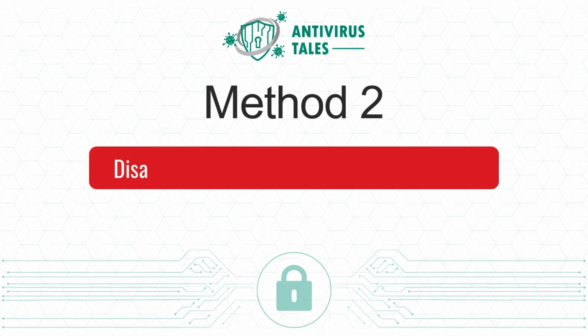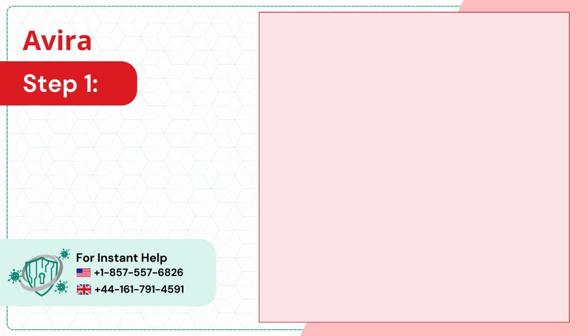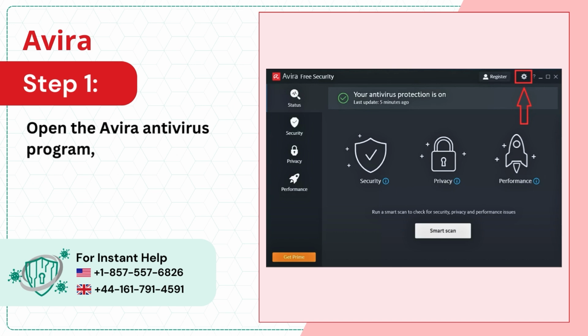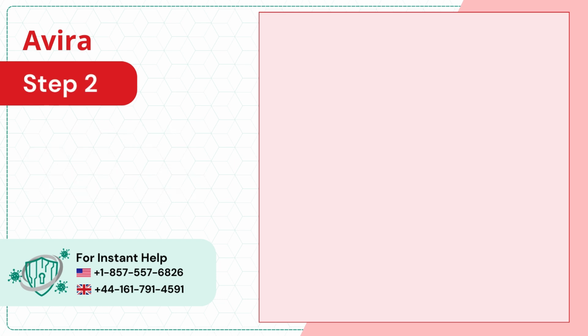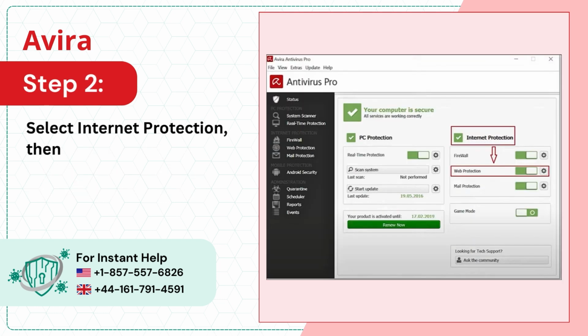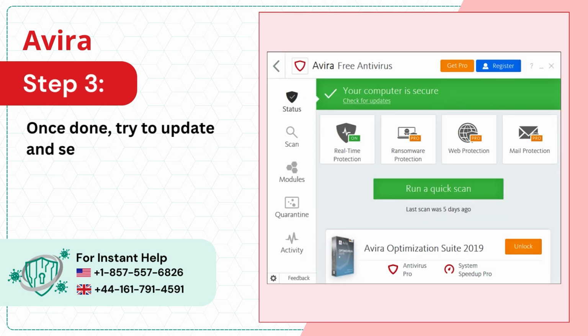Method 2. Disable web protection temporarily on Avira. Step 1. Open the Avira Antivirus program and click the Settings icon on the top right side of the screen. Step 2. Select Internet Protection, then disable Web Protection. Step 3. Once done, try to update and see if it works.